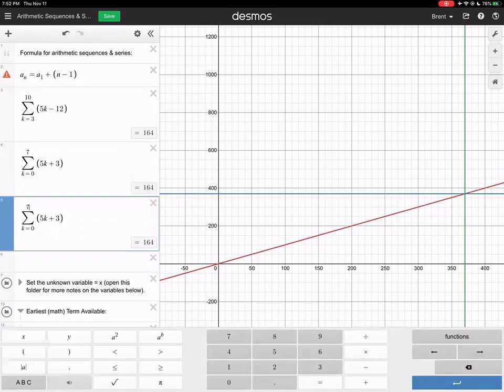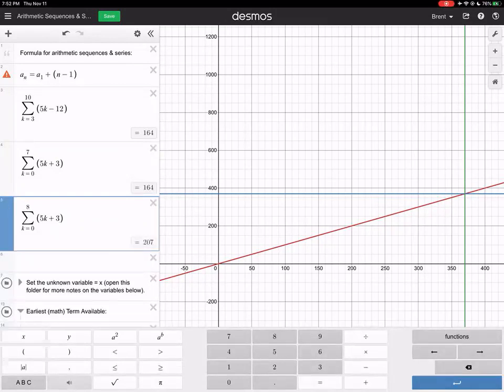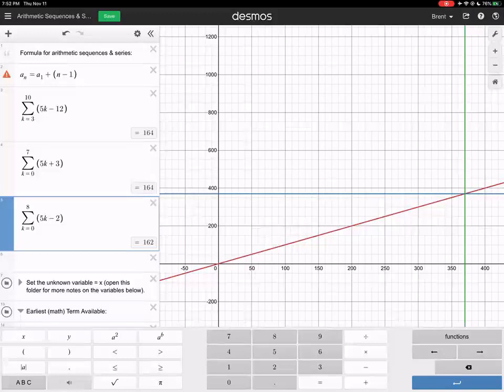The last one, I did see it had the K values from 0 to 8, and I think it was 5K minus 2. I'm going to double check. I believe that's what it was, 5K minus 2. It is. Number 3 is 5K minus 2. So you can see that one's a different answer. So either way, the third cannot be true, and also the first or second be true.